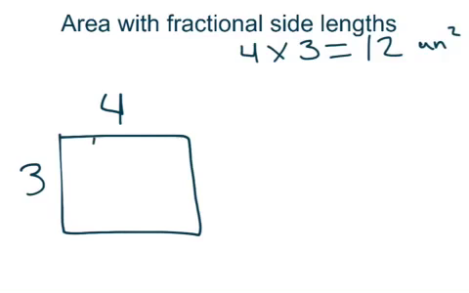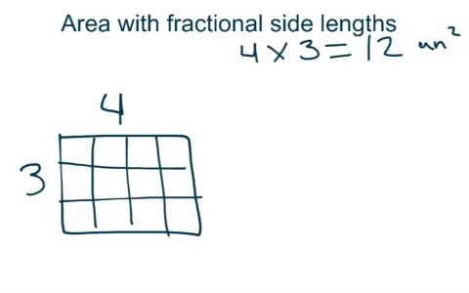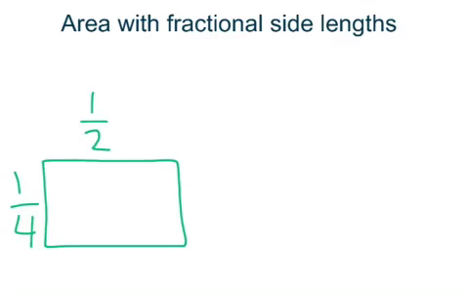I just break this into 4 sections. That's 4 sections right there. And then I break this into 3 sections. And now I can just count and see how many I have all together. 1, 2, 3, 4, 5, 6, 7, 8, 9, 10, 11, 12. So if I have a side length of 4 units by another side length of 3 units, that's a total of 12 square units.